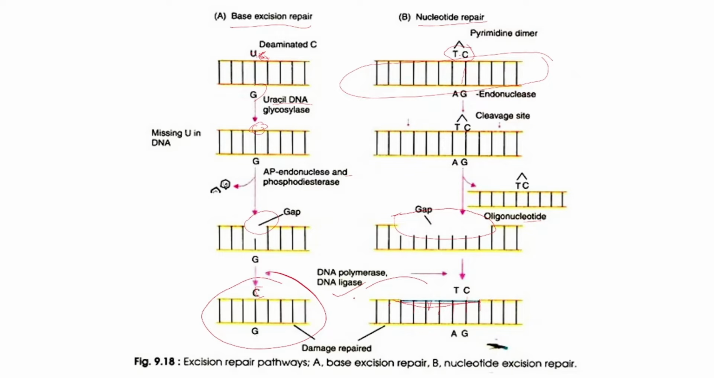So this is damage repair. This is base excision repair and this one is nucleotide repair. The only difference is here an oligonucleotide, about 8 to 10 base pairs, is removed instead of this dimer. 8 to 10 base pairs are removed at a time, but in base excision repair only a single base is cleaved and a gap is formed. Okay.